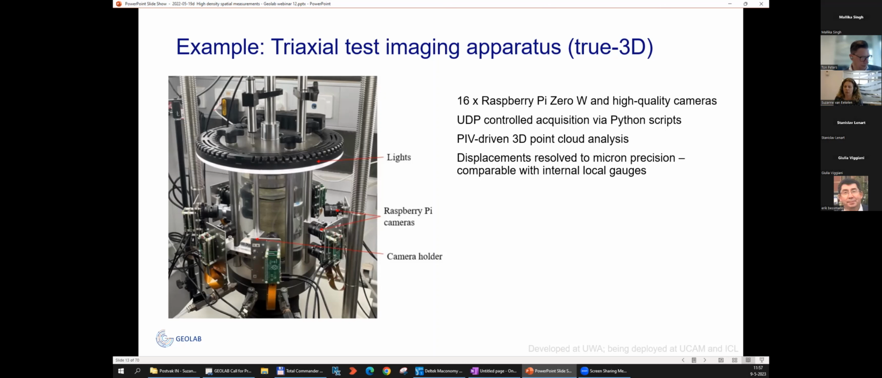This was developed further by Cambridge, and they used a UDP-controlled acquisition system, and they are still developing this to be able to have a really synchronized interpretation of the data. This is PIV-driven 3D point cloud analysis. And the result of this PIV work is that we have a very precise measurement of the displacement, micro precision.